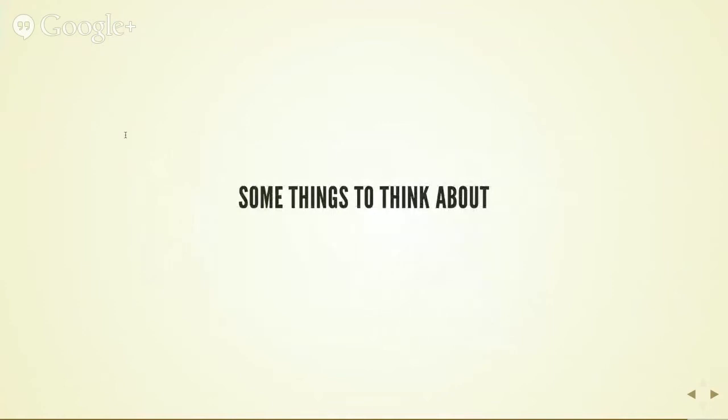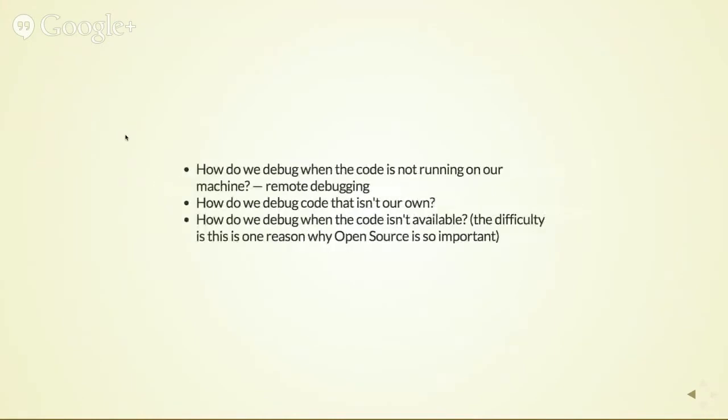And just to give you some things to think about in terms of more advanced concepts that are kind of outside the scope of this. What happens when the code is not running on your machine? How do we debug that? It is possible, but it's more complicated. And looking at remote debugging probably will help you out. How do we debug code that isn't our own? So what if they're using different tools? What if they're using a different language? Can we still interop with that? And how do we debug when the code isn't available?